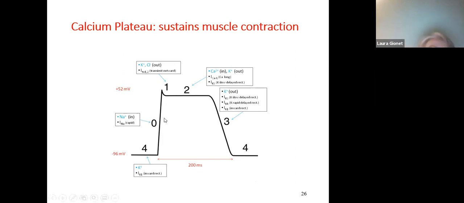So sodium gate opens, sodium comes in, sodium gate closes, right? The upward deflection where you have phase 0 there. Then the sodium gate closes, the potassium gate opens, and the calcium gates open. So as you're bleeding out potassium, you're acquiring calcium, and that stays in this plateaued region until the calcium gate closes. And then now we just have potassium movement alone.